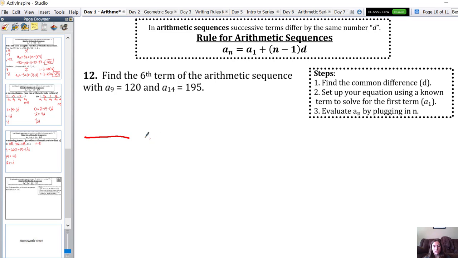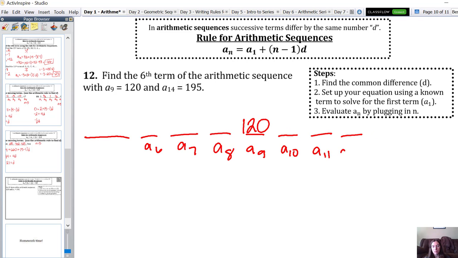So here are the first 5, and then here's a sub 6, a sub 7, 8, a sub 9, which I know is 120, and a sub 14, which I know is 195.